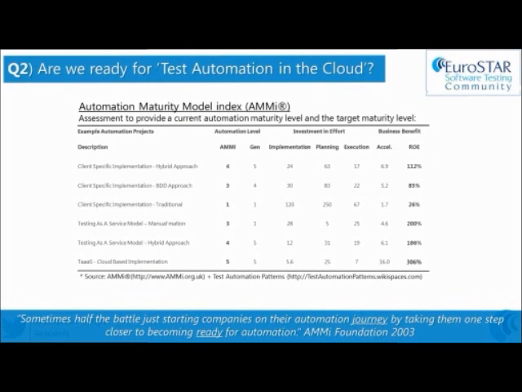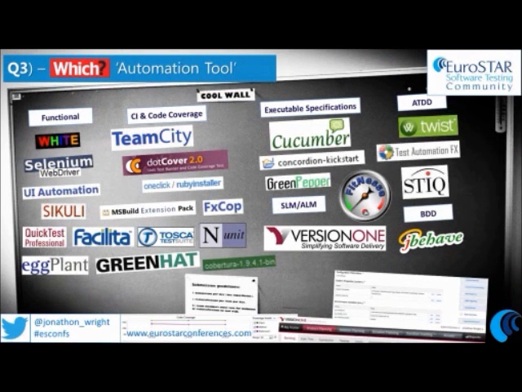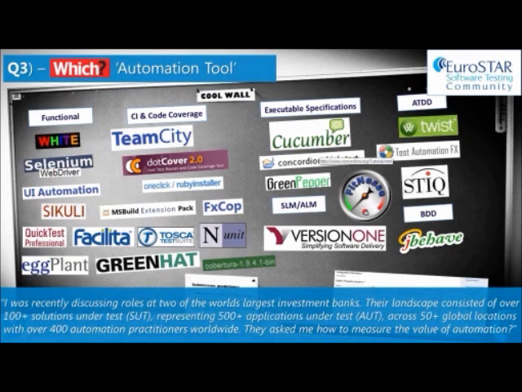Okay, so the third question people ask me is, which automation tool should I use? I was lucky enough to take a role as global head of automation for a large commodity trading company. And this wall, which you see in the background, is just a sample of some of the tools they had in place across the 26 different locations. Even more recently, a couple of weeks ago, I was in front of a large investment bank who asked me how I would go about automating 500 different applications across 50 different global locations with over 400 automation practitioners.